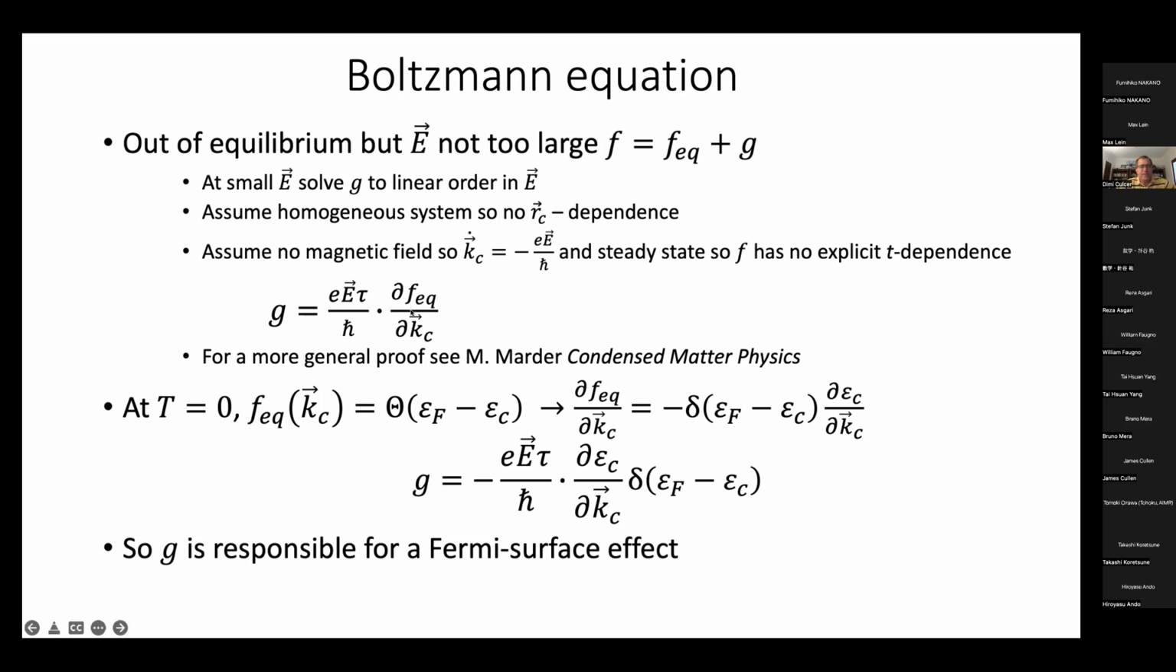So the derivative of F equilibrium with respect to k, if F equilibrium is only a function of the energy, so it only depends on k through the energy, then you're going to have dF/dE. And dF/dE, if you're at low temperature, is a delta function at the Fermi surface. So essentially, this correction to the distribution function is responsible for a Fermi surface effect.